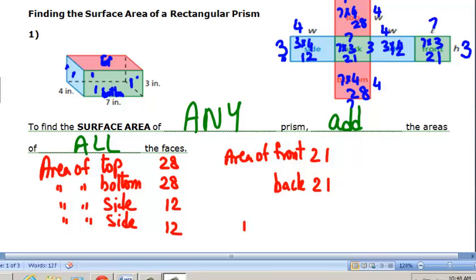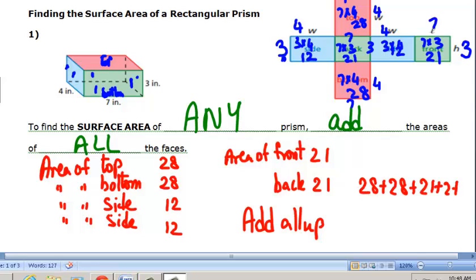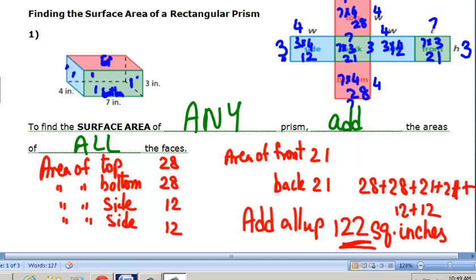So if you add all up, you add 28 plus 28 plus 21 plus 21 plus 12 plus 12, we end up with 122 square inches. And that's your final answer, 122 square inches.